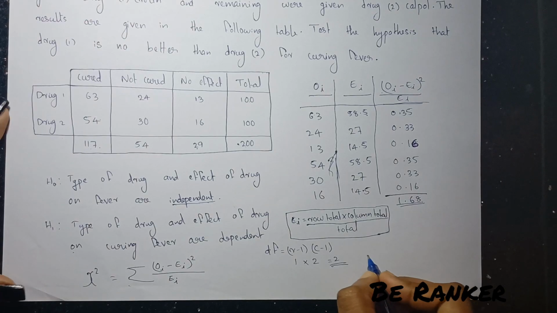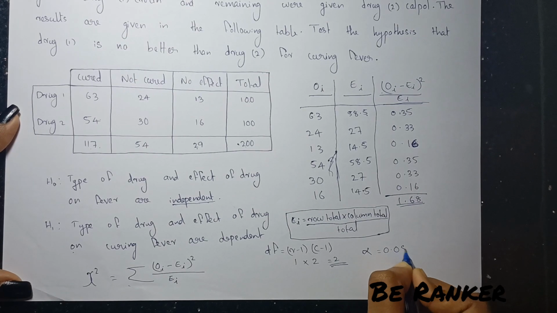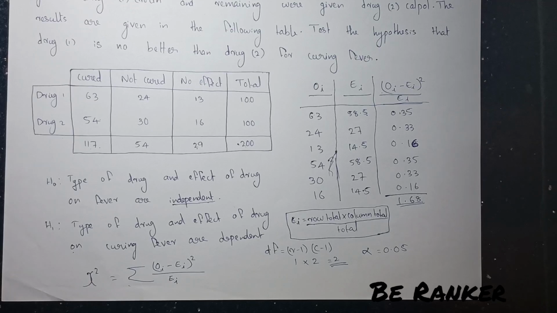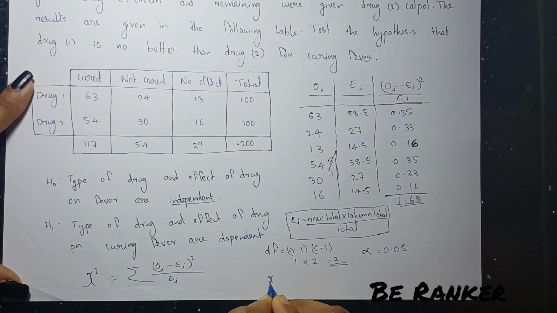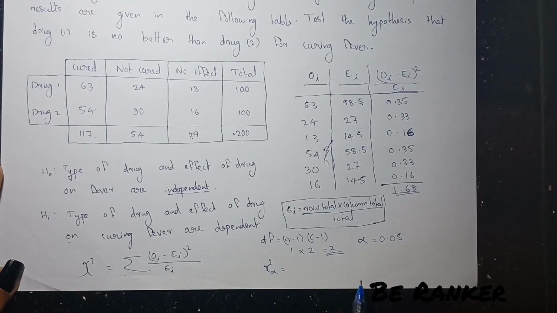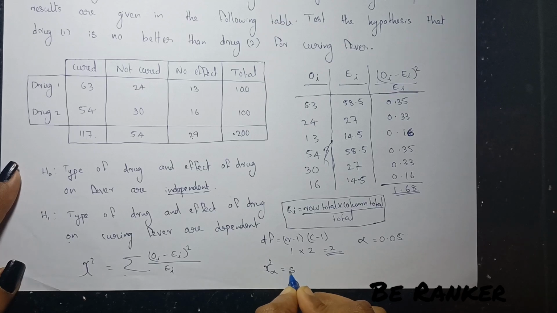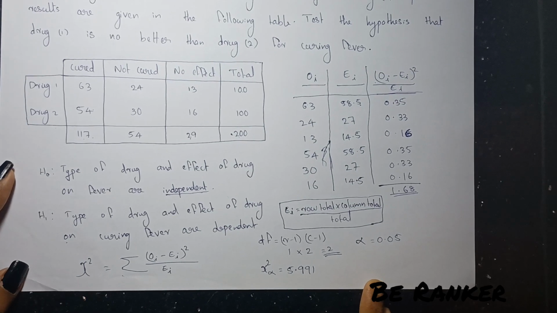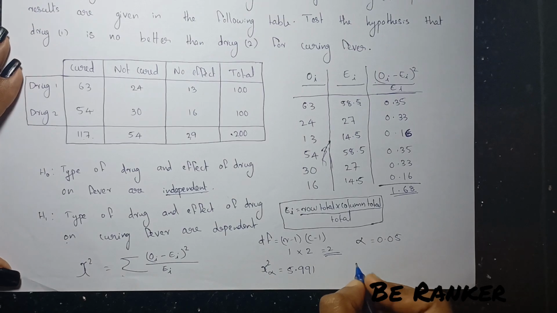Here, we can take alpha equal to 0.05. So the chi-square alpha value can be taken from the statistical table. Degrees of freedom is 2 and alpha is 0.05. So the chi-square alpha value here is 5.991. Here the critical region is chi-square greater than chi-square alpha.